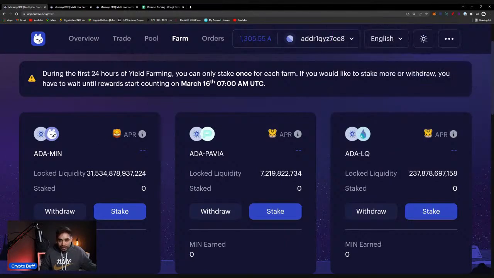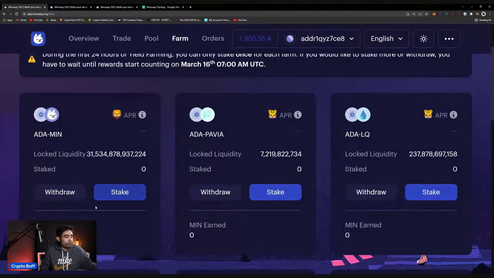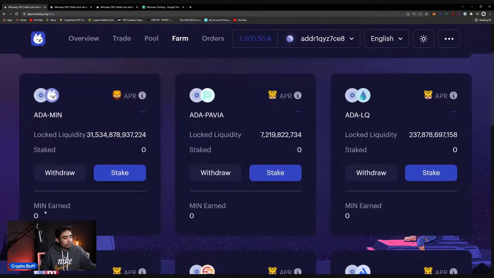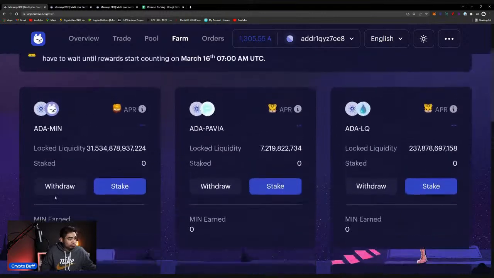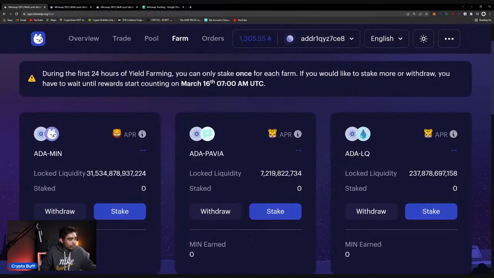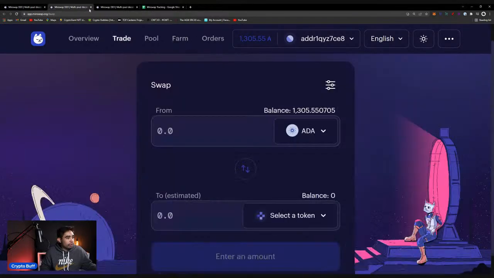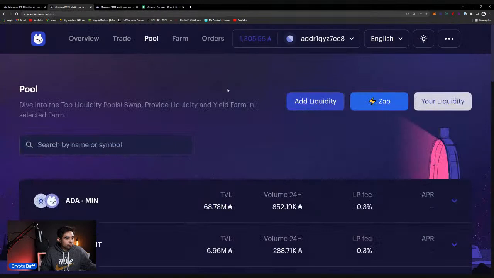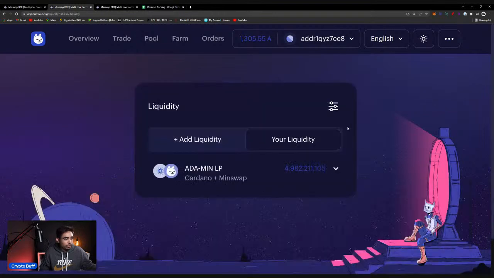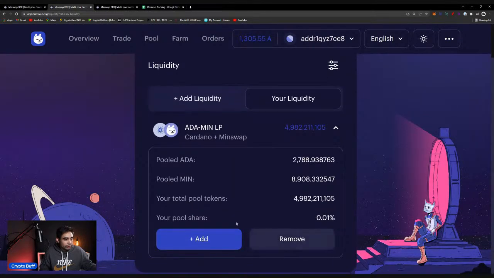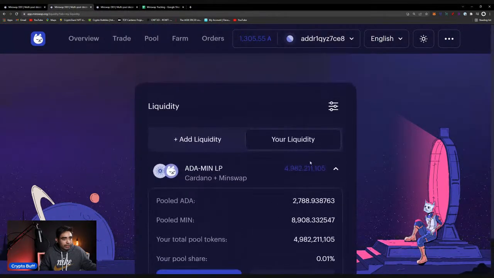And again, this is for the ADA and Minswap pairing. So I'm guessing now you just pretty much wait, and this is going to track how many Minswap rewards you guys will be getting. So total locked liquidity is 31 billion. But I'm going to guess it's going to take some time for this to actually show up on the dashboard. Maybe if I go into the liquid, yeah. So it's still, yeah, it hasn't showed up yet.